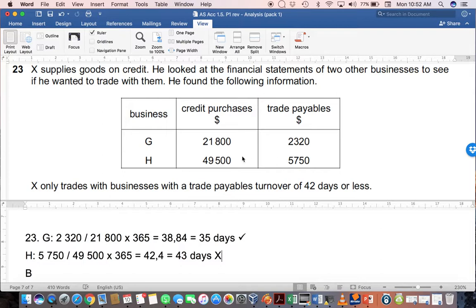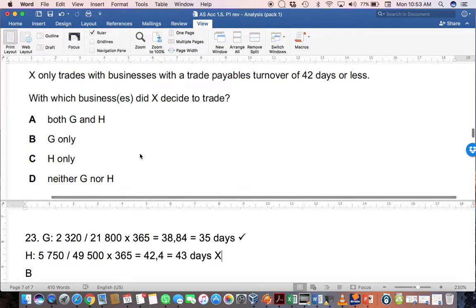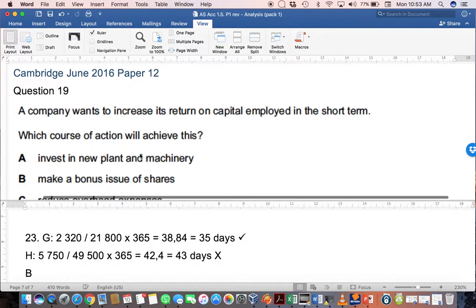If we do the same calculation for H, we take the payables of 5,750 and divide it by the purchases of 4,900 times 365, because there are 365 days in the year. That gives us 42.4 or 43 days, which means that even though it's very close to the 42 days specified as the limit, it is just over, and X will therefore not want to deal with H. So if we look at the options, we are going to choose B, where he will only sell to G.